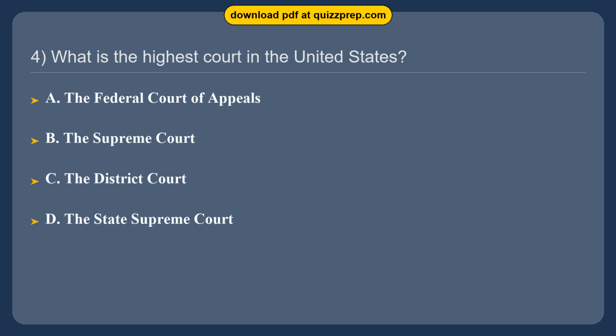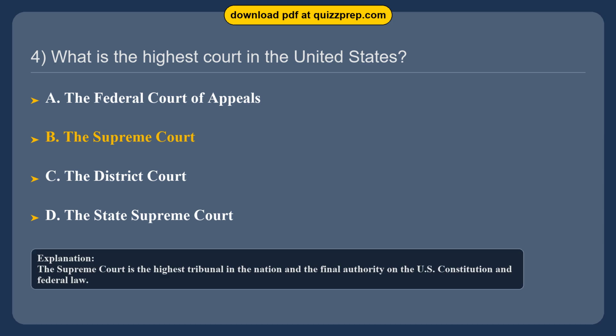Question 4. What is the highest court in the United States? Option A, the Federal Court of Appeals. Option B, the Supreme Court. Option C, the District Court. Option D, the State Supreme Court. The correct answer is option B, the Supreme Court. The Supreme Court is the highest tribunal in the nation and the final authority on the U.S. Constitution and federal law.